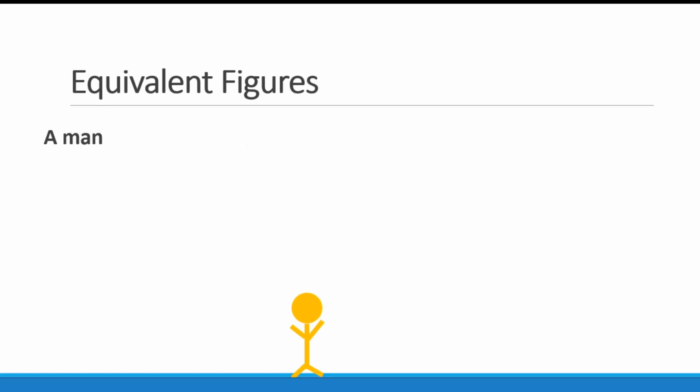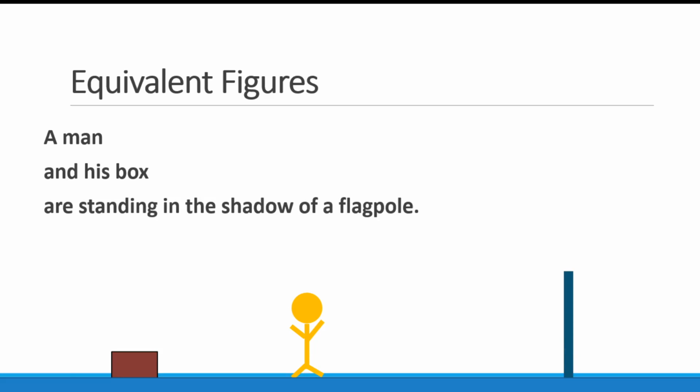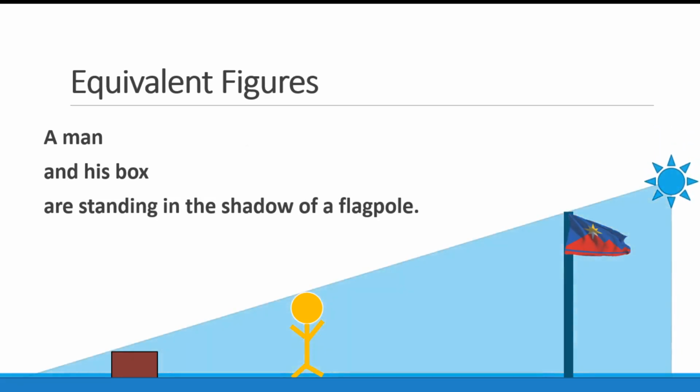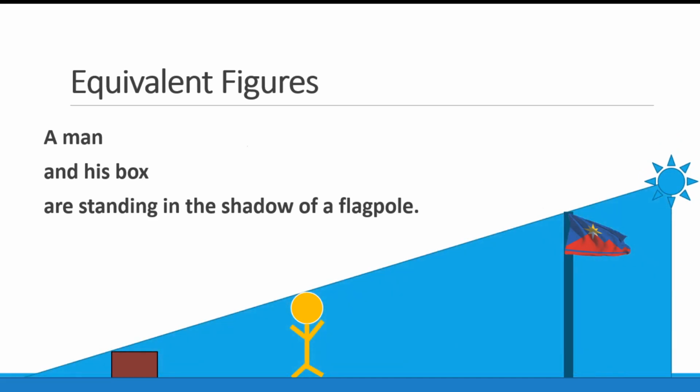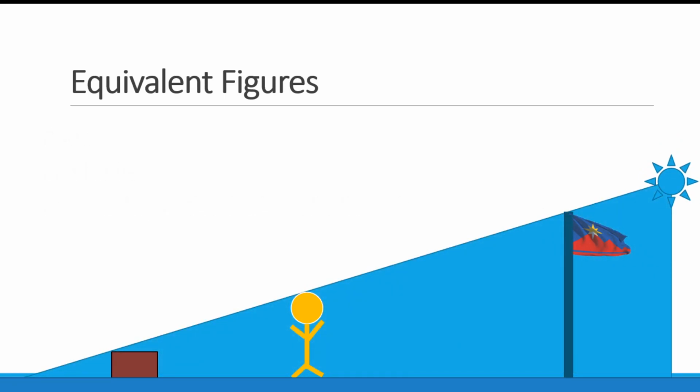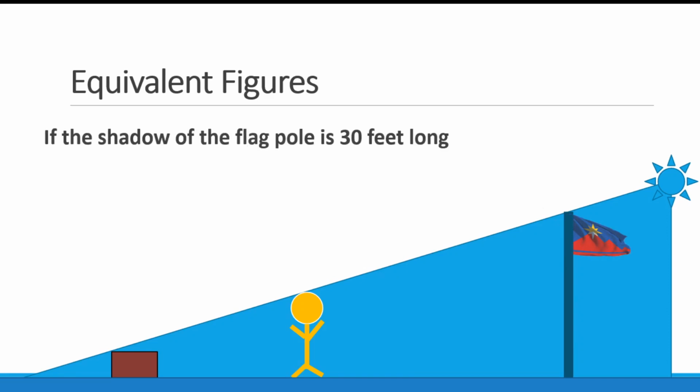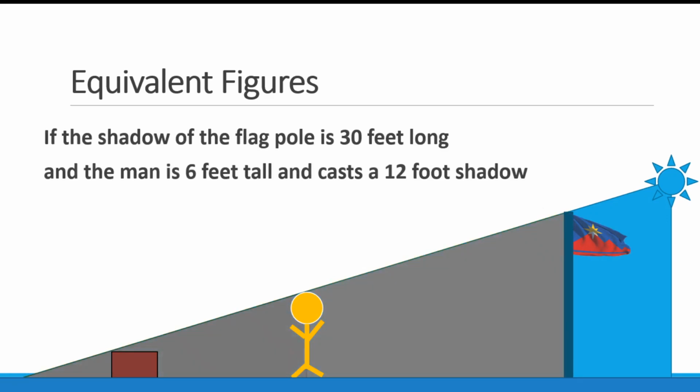A man and his box are standing in the shadow of a flagpole. If the shadow of the flagpole is 30 feet long, and the man is 6 feet tall and casts a 12-foot shadow, how tall is the flagpole? Now this question seems confusing until you realize that this is just what we call a two-triangle problem.